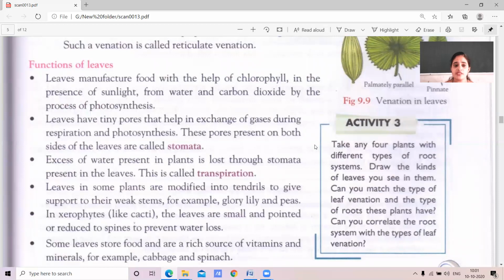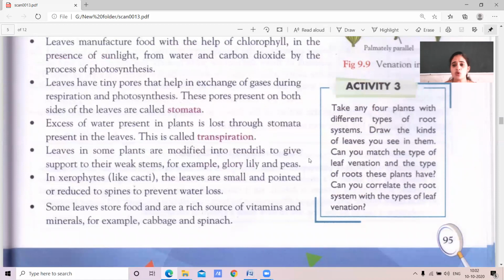The function of leaf: leaves help in preparing food by using the pigment we call chlorophyll. Leaves manufacture food with the help of chlorophyll pigment by using sunlight, water and carbon dioxide. We call that process photosynthesis. Okay. So leaves have small openings.